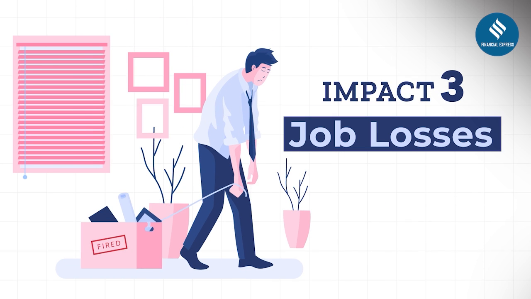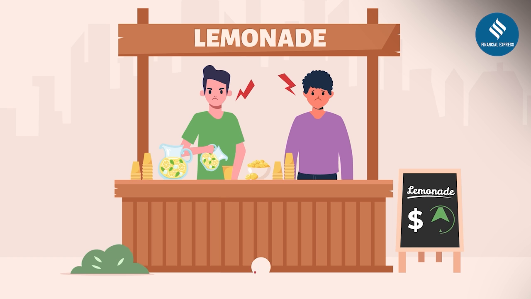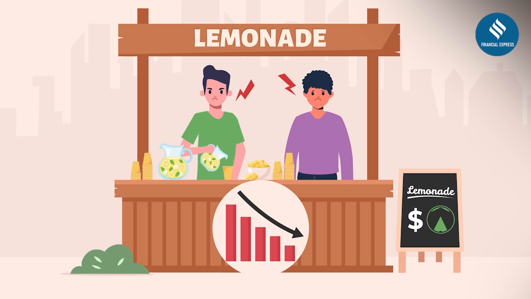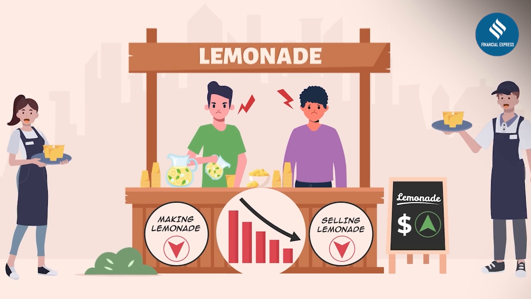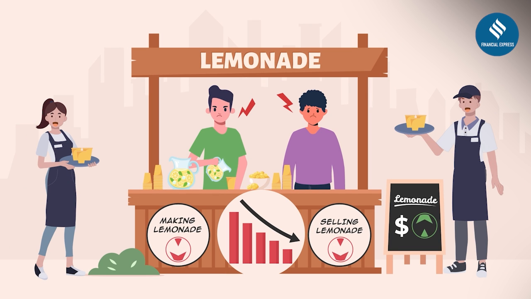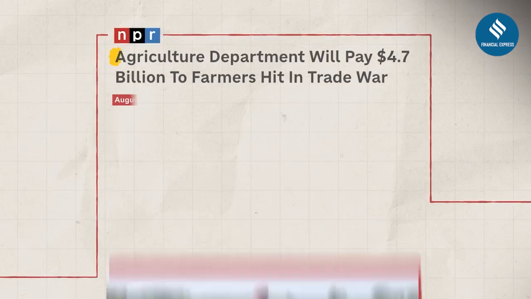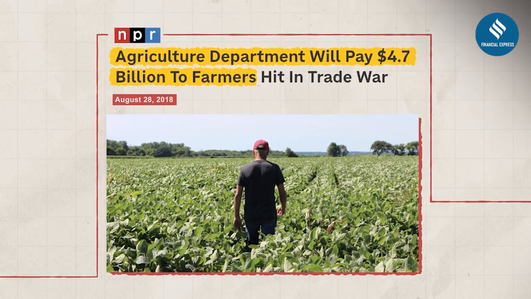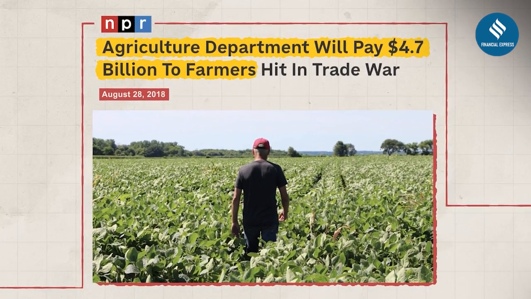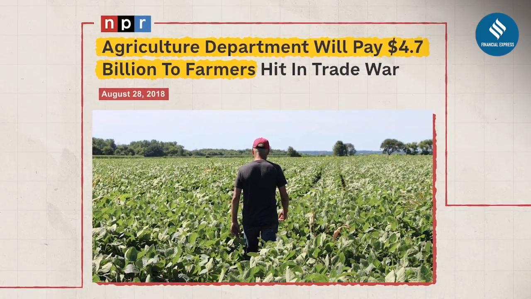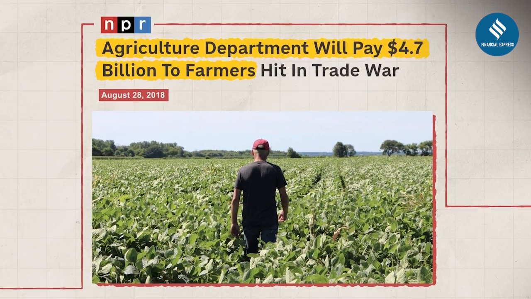Impact 3. Job losses. If your lemonade stand business slows down because of higher prices, you'll be selling less lemonade. And soon you may be making less lemonade too. Then you might not need as many helpers, both to make the lemonade and to sell it. This means some kids could lose their jobs. During the U.S.-China trade war, some American farmers lost sales because China imposed tariffs on U.S. agricultural products. This led to financial difficulties for farmers, and many farm workers lost their income.